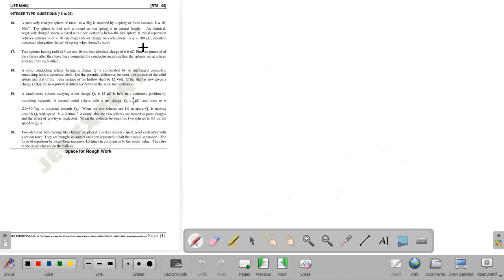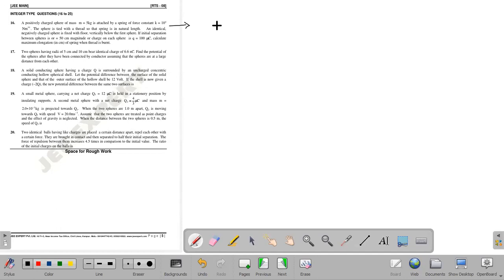Now the 16th question. A positively charged sphere of this much mass is attached to a spring of force constant, and the sphere is tied with a thread so that the spring is at natural length. Very good. Another negatively charged sphere is fixed to the floor vertically below the first sphere. The initial separation between these two is 50 centimeter. The charge on each sphere is this much. Calculate the maximum elongation in the spring.